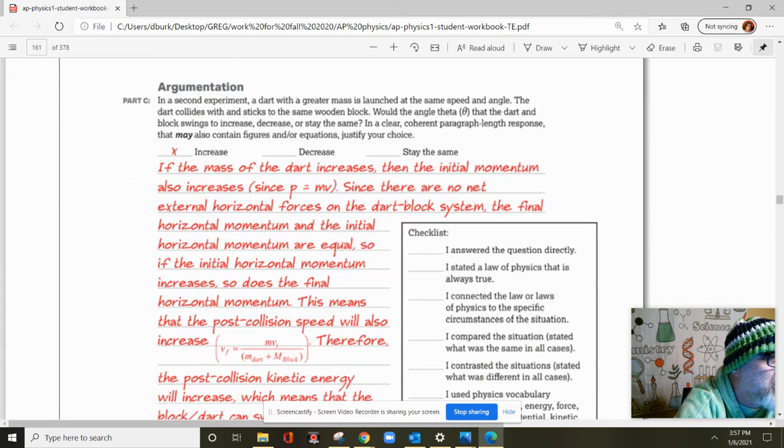All right, in a second experiment, a dart with a greater mass is launched, and the dart collides with the same block. Does the angle theta that the block swings increase, decrease, or stay the same? It increases. If the mass is increased and the initial momentum is increased, then the impulse applied to the block is going to be bigger. It's going to make that block swing higher.